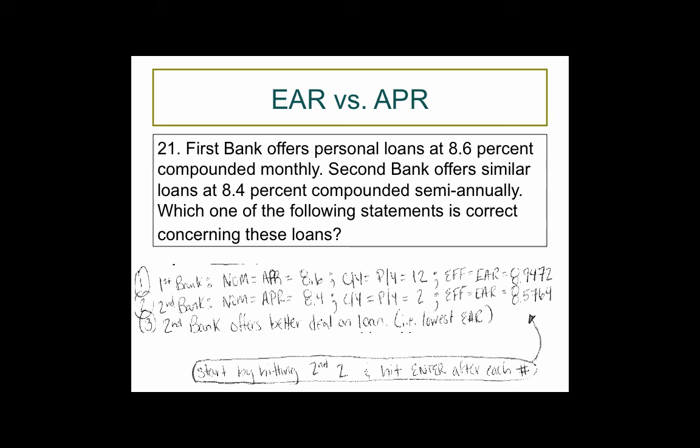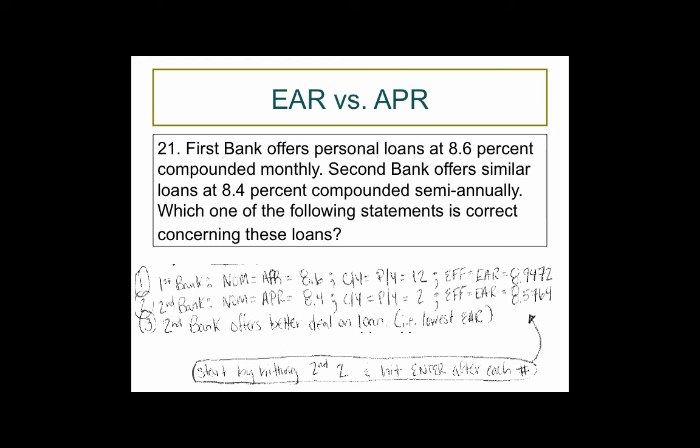This one shows you which bank is offering you a better deal, similar to the example that we worked just a couple moments ago. First Bank offers personal loans at 8.6% compounded monthly. Second Bank offers similar loans at 8.4% compounded semi-annually. Which one of the following statements is correct concerning these loans? This is where you would have a bunch of answer choices, but really what they're wanting to know is which bank gives you the better deal. That's going to be obviously from an effective annual rate perspective.